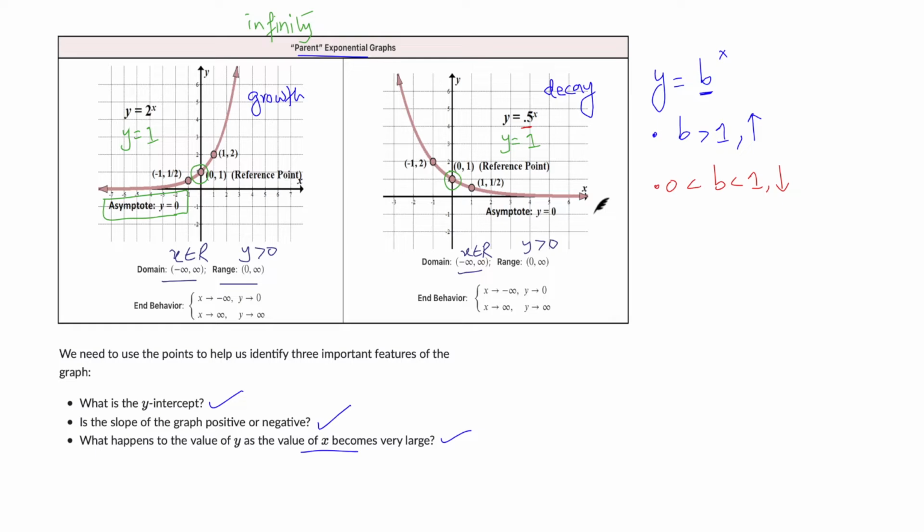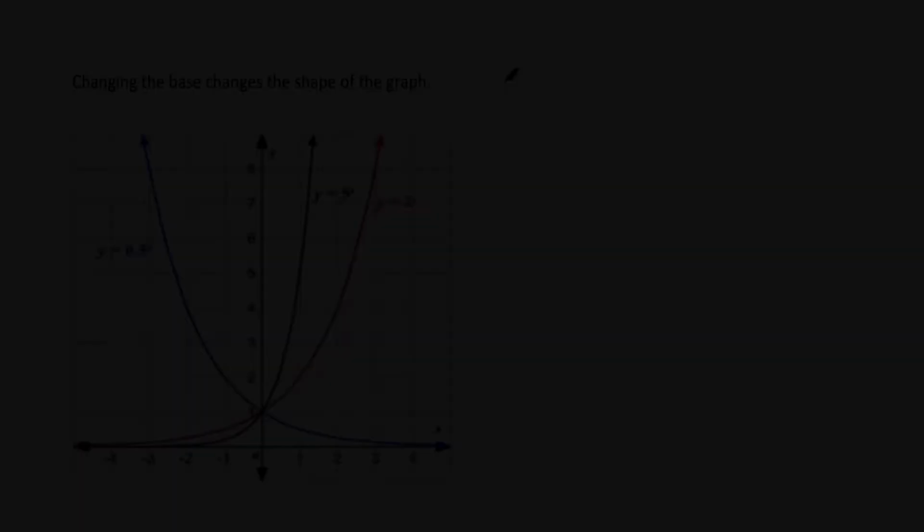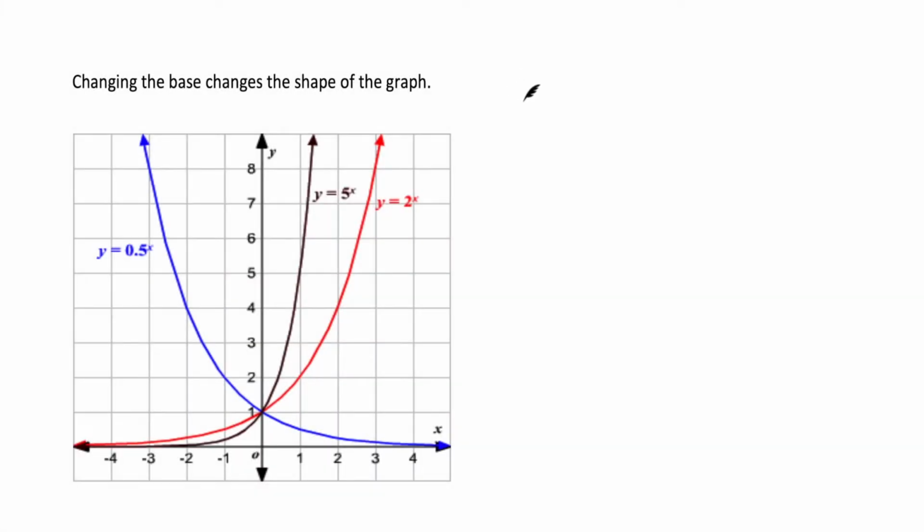Now let's have a look how these graphs function when we add or subtract values into the values of x or y. So the first scenario is changing the base of the graph. Let's say we have our equation y equals b raised to power x. What happens when we change the base? So this is our parent graph, the red one, y equals 2 raised to power x, and the blue one as well, which is basically the decay, y equals 0.5 raised to power x.